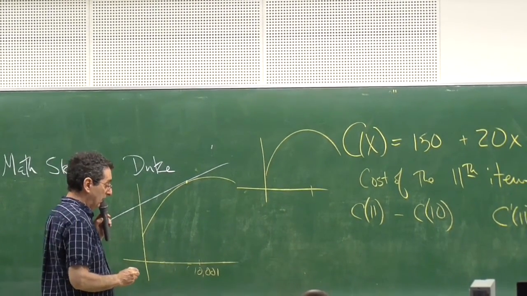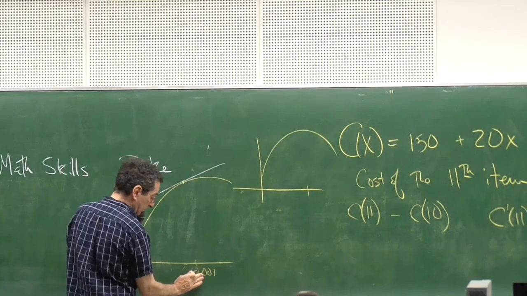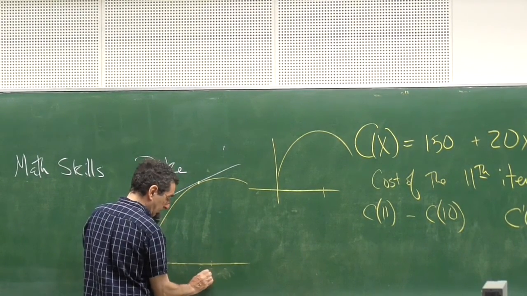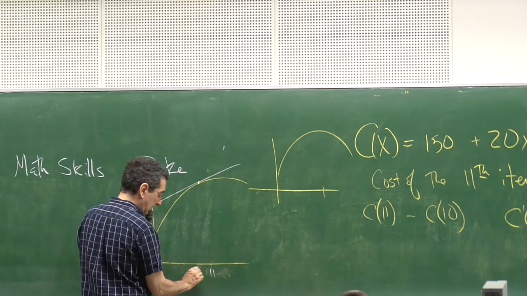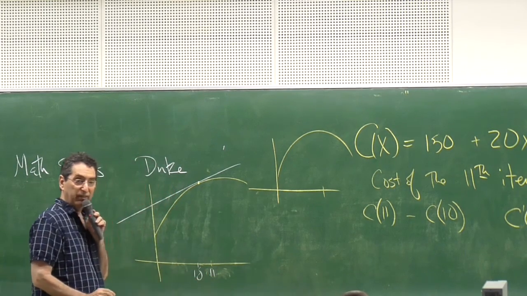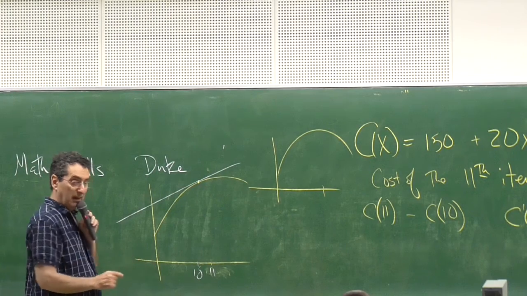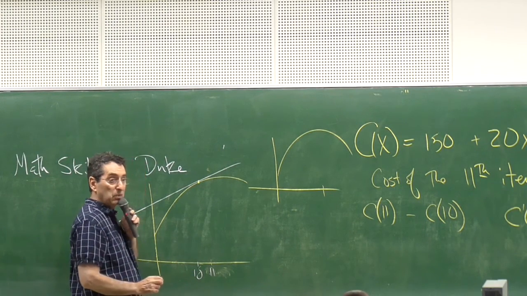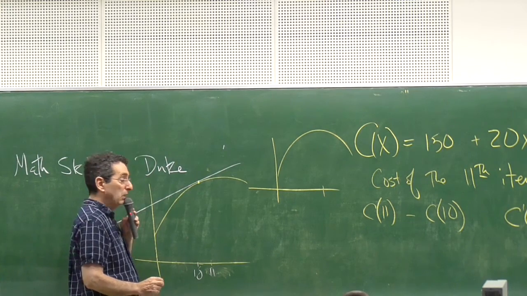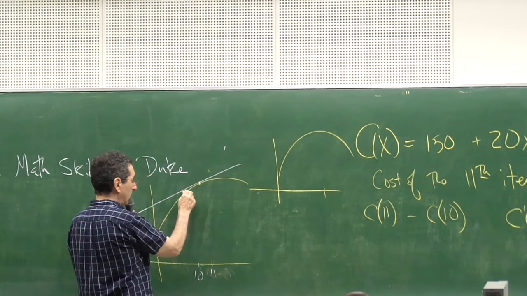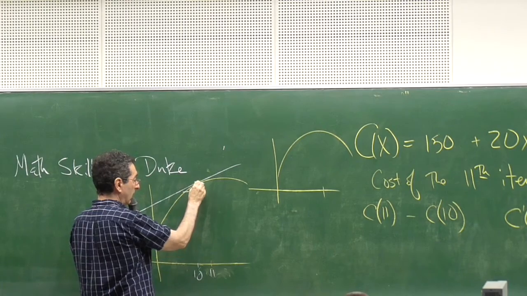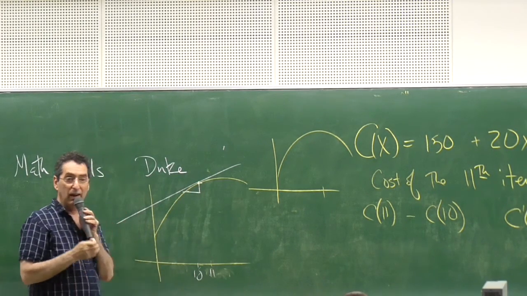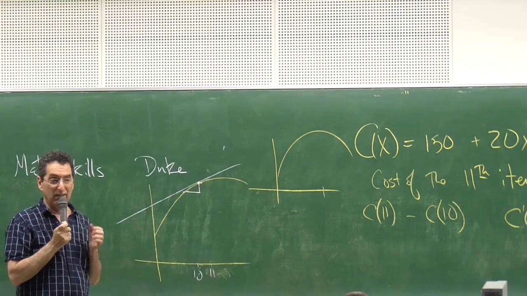Now, if this was just 11, then 10 might be here, right? If that was 11, then 10 might be something like there. So if I wanted to know the actual cost of the 11th item, what would I do? I would take the height here and the height here, and I'd subtract. So I'd have that length there would be the actual cost of the 11th item, right?